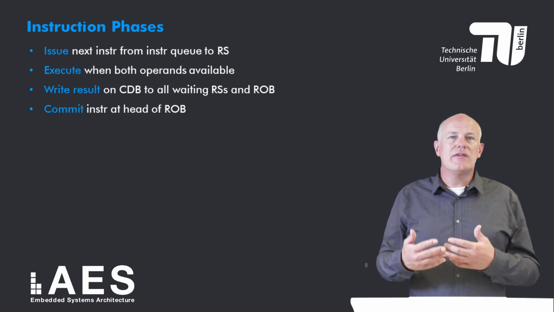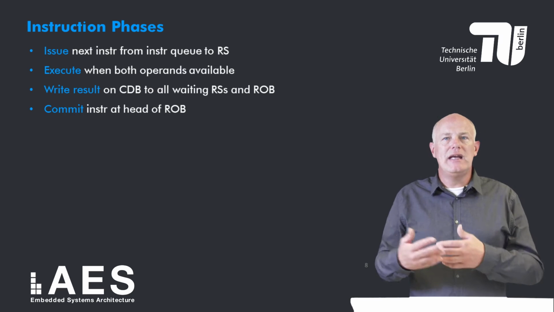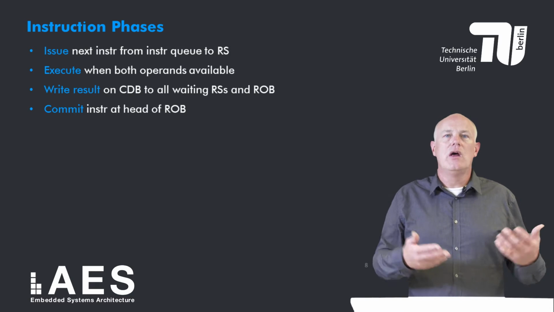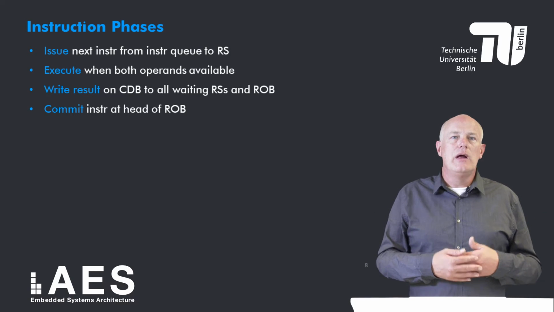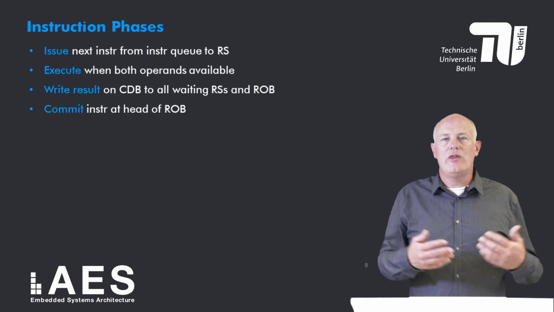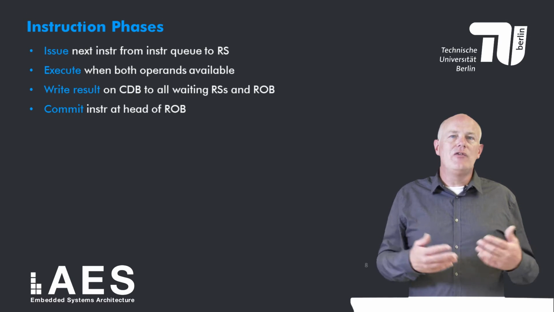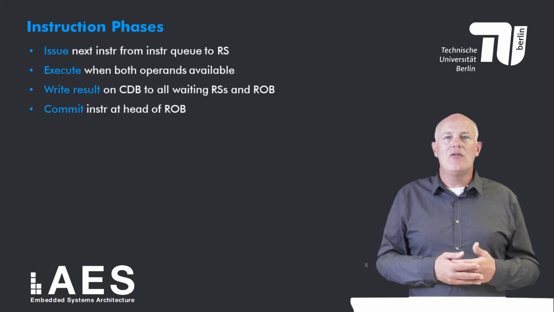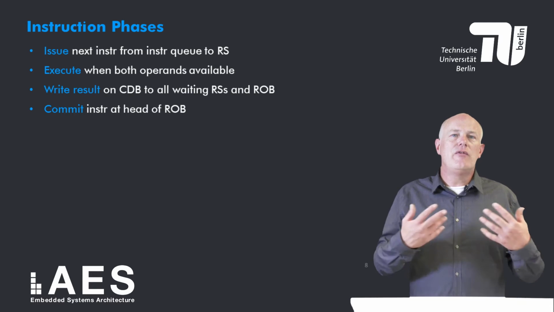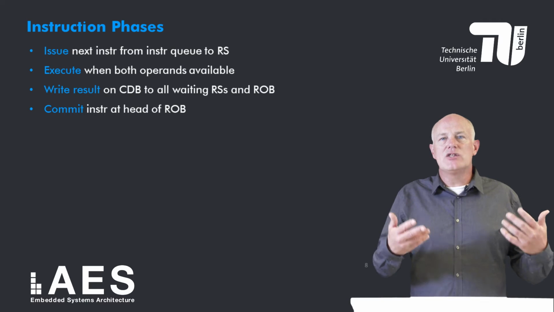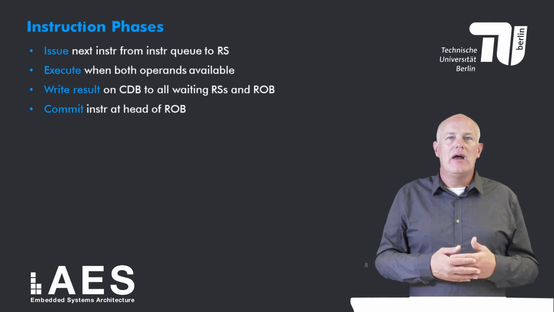In the issue phase, the next instruction is retrieved from the instruction queue and issued to an empty reservation station. In the execute phase, the instruction is executed, provided of course its operands are available. This execute phase is identical to the execute phase of the original Tomasulo algorithm, and I will therefore not discuss it anymore. In the write result phase, the result is written onto the common data bus and from there into the ROB, as well as to any reservation station waiting for this result. Finally, there is an extra phase called commit. In it, the instruction at the head of the reorder buffer commits. I will now describe each phase except the execute phase in more detail.